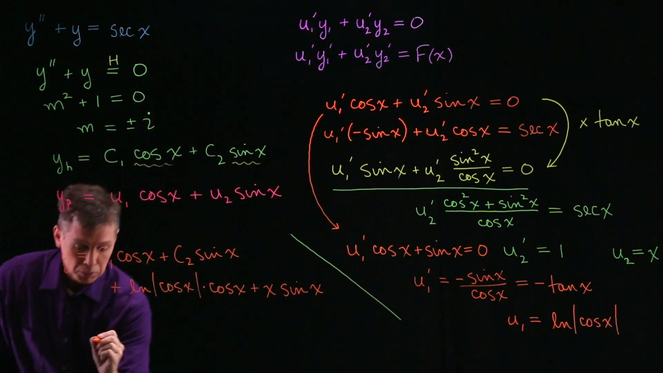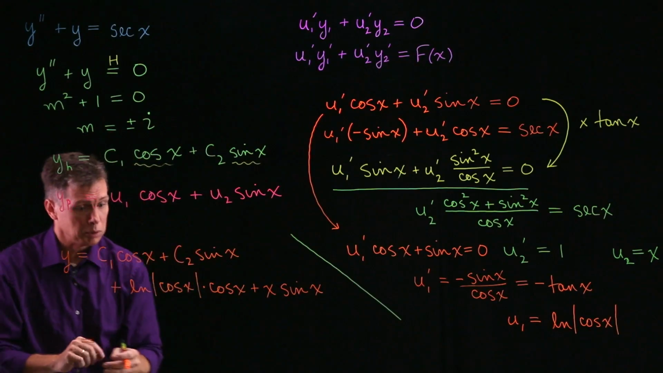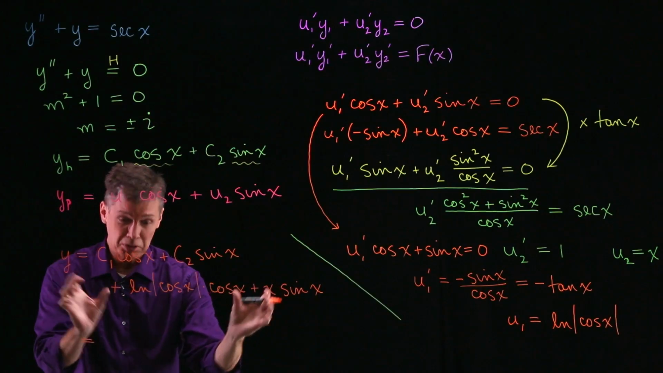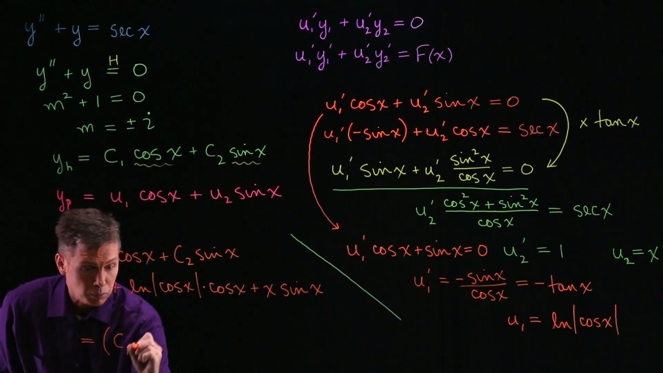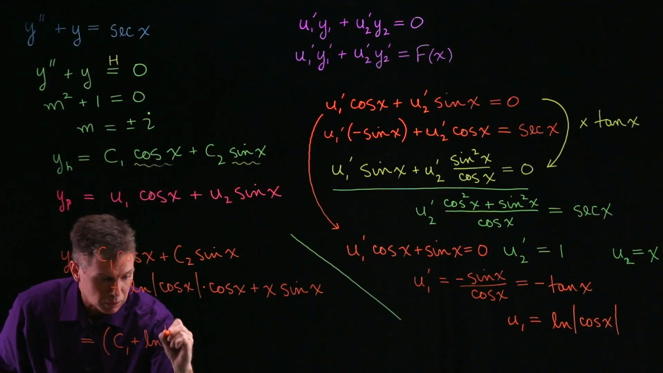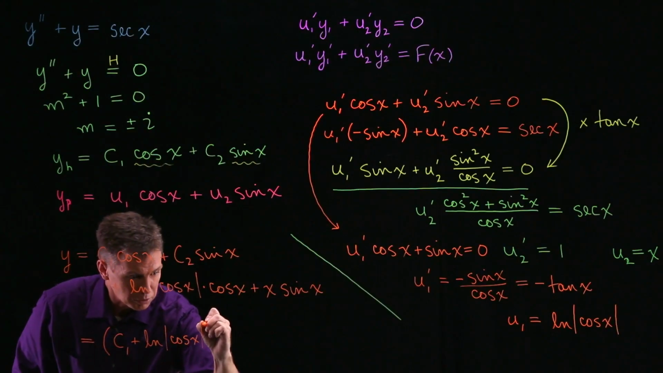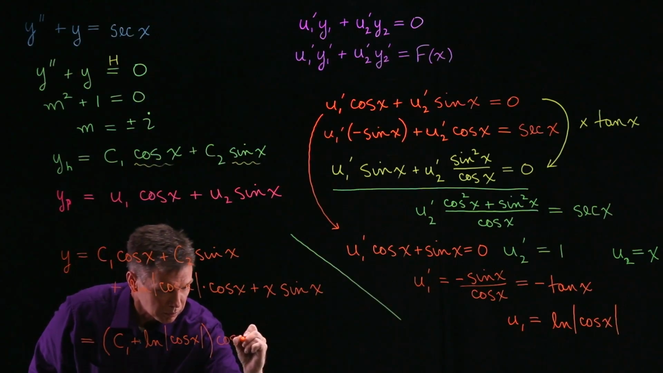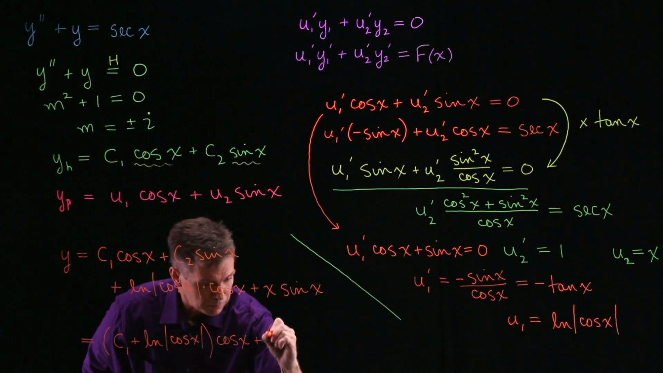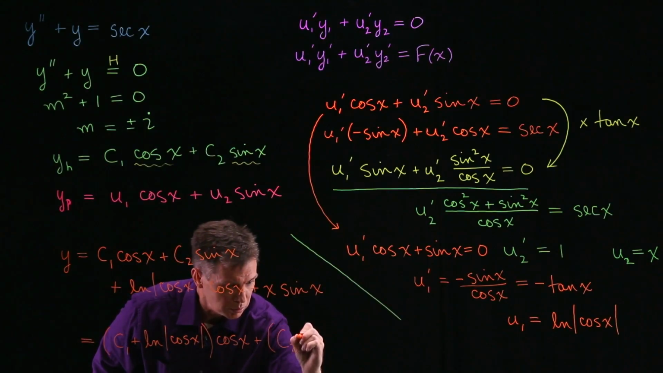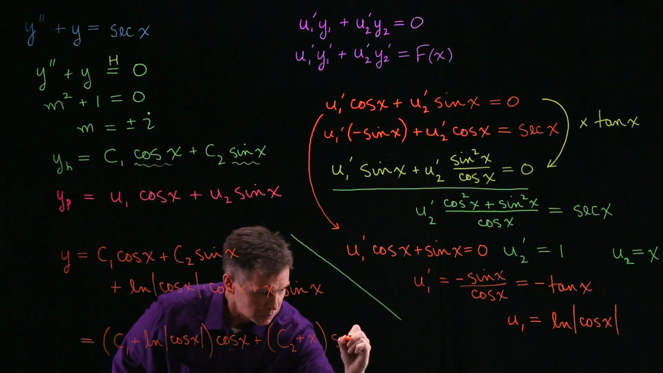I'm going to go one more step, though, and simplify. I'm just thinking, especially if you end up checking the back of the book to see if you got the right answer, we'd probably end up seeing these like terms combined. So here's a cosine, here's a cosine. Let's write that as parentheses, c sub 1 plus the natural log of cosine of x in absolute value bars, all being multiplied by cosine of x. And the two different sine of x's, I would again combine: c sub 2 plus x, close parentheses, sine of x.